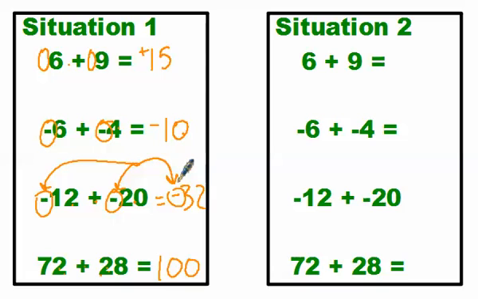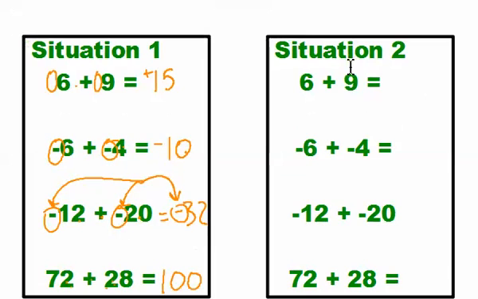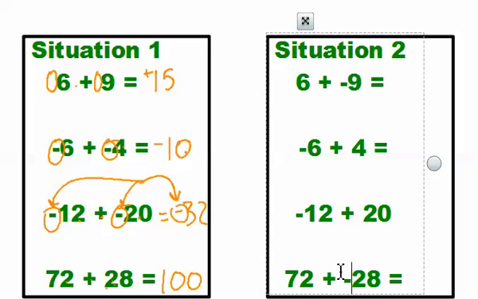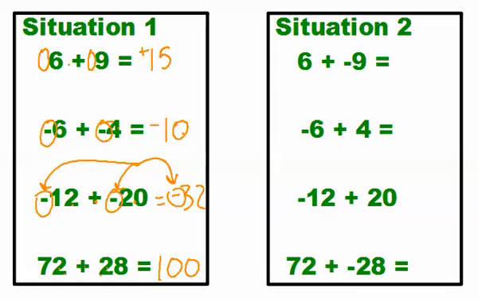Let's take a look at a case that is different. So here's what we'll do in situation two. We'll take the same numbers, and then we will take the opposite sign for the second term. So instead of 9, it'll be negative 9. Instead of negative 4, it'll be positive 4. Instead of negative 20, it'll be positive 20. Instead of positive 28, it'll be negative 28. So let's take a look at what happens with these problems.